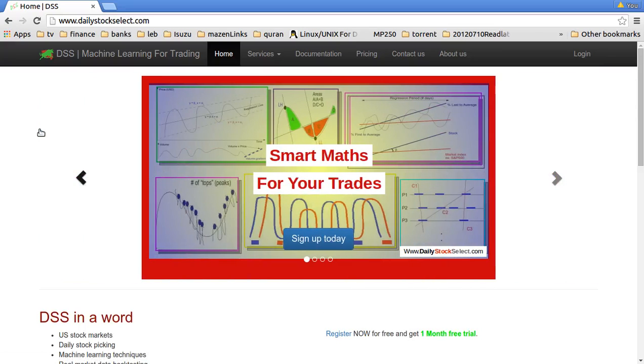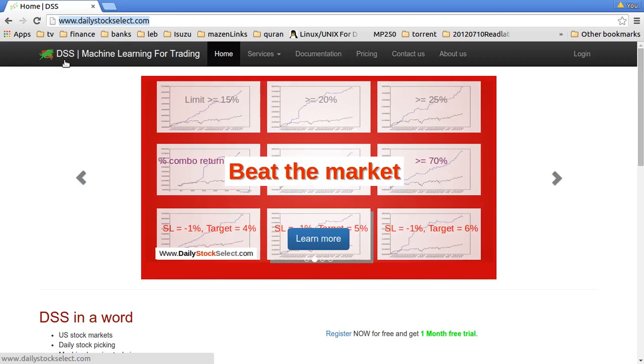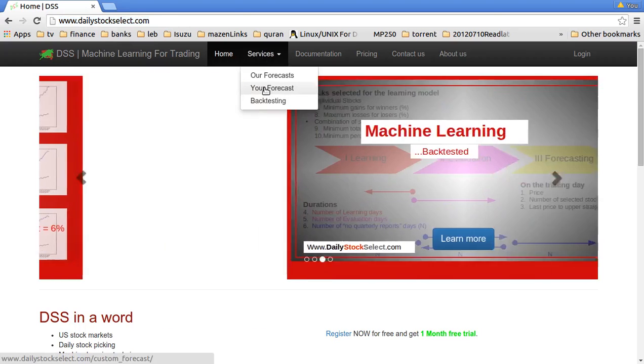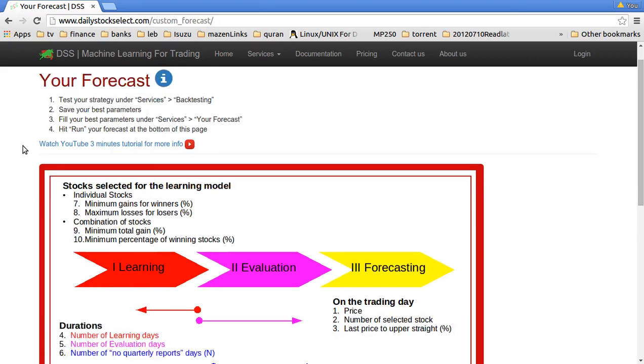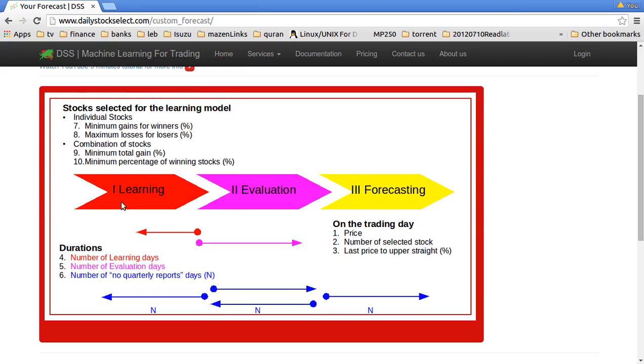This video will explain the details of the machine learning parameters used behind the scenes on the www.dailystockselect.com or DSS website. Let's first briefly introduce the overall strategy using the image on top of your forecast and backtesting pages under services. Machine learning research is performed in 3 steps.